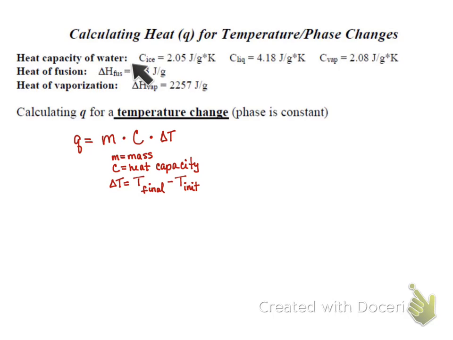The water heat capacities are given here, because we're going to use these fairly often. Heat capacity for ice is 2.05, liquid is 4.18, and the gas is 2.08. You don't have to memorize these, they're always going to be given, but just keep in mind that you want to make sure that you know what phase you're in so that you have the right C.